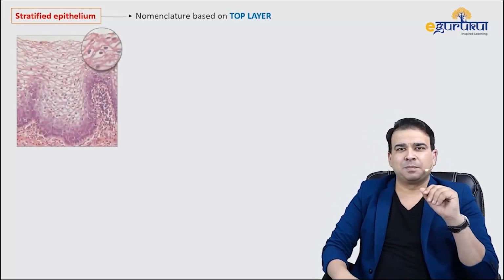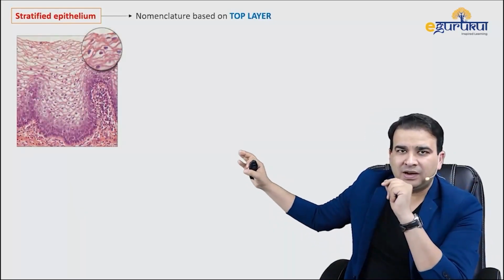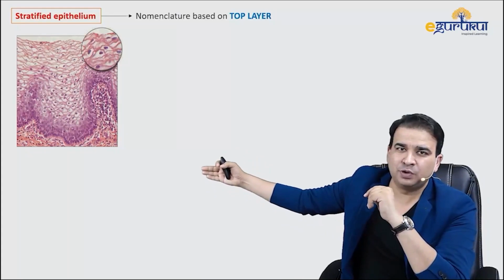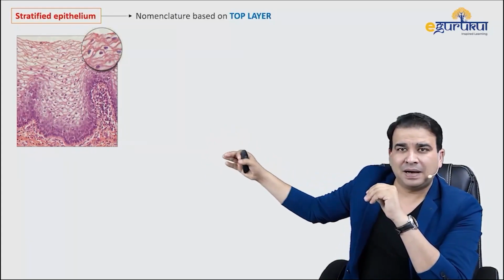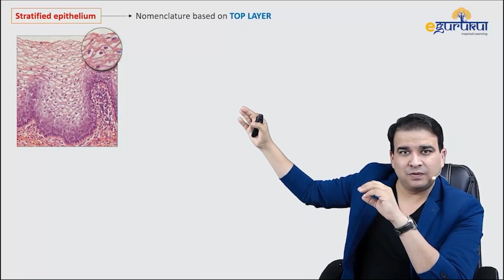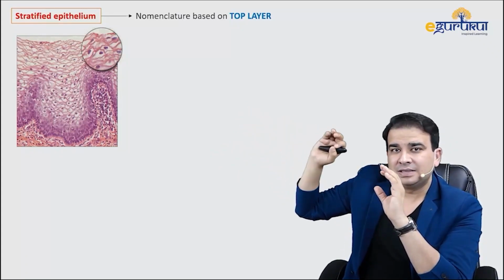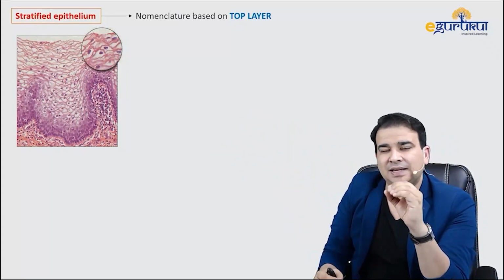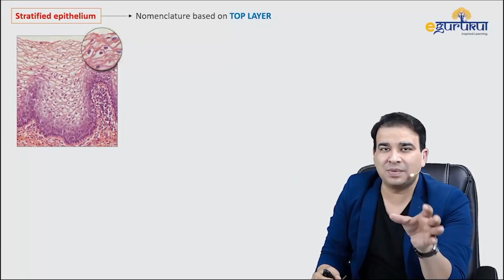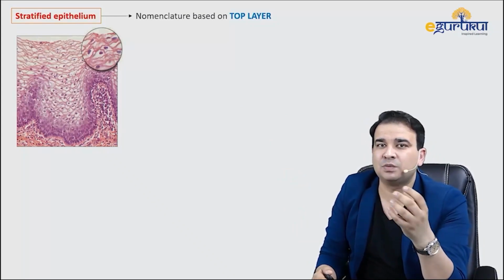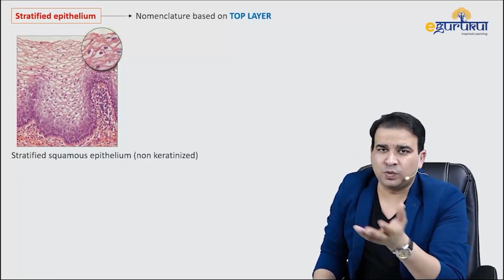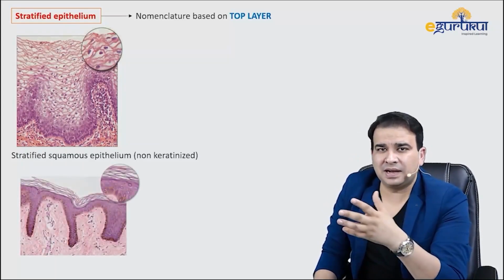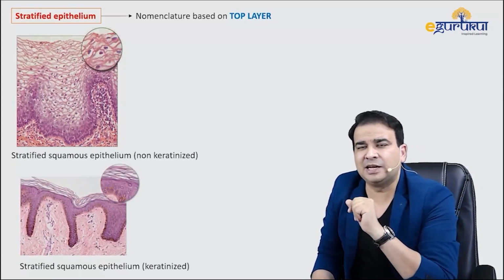Look at this example here. You're looking at a very nice slide, and you can see all these cells beautifully arranged. We have polyhedral cells in the middle, but by the time you reach the top, you see the squamous cells. That's why we call it the stratified squamous epithelium. The top layer is squamous. Now this one is non-keratinized. We also have a stratified squamous keratinized epithelium, which we'll discuss separately in the integumentary system.